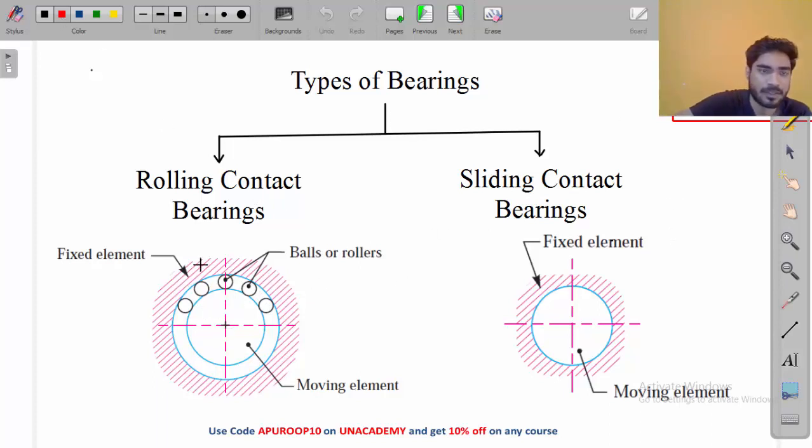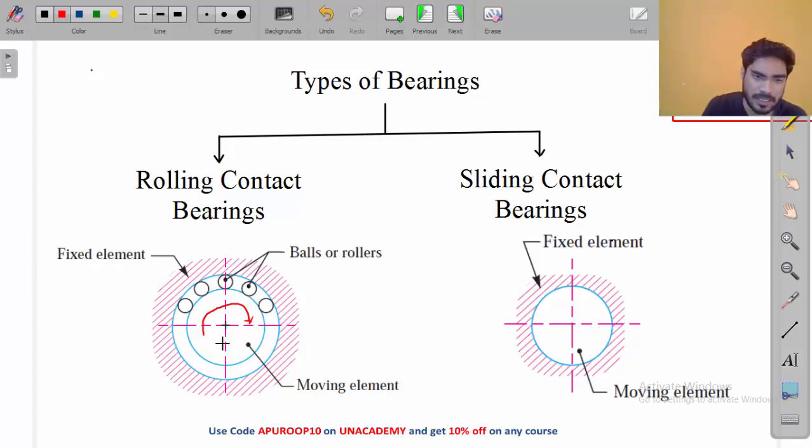In this case, let's say the shaft is rotating like this. This is the moving element and this is the fixed element. I'm just showing the surface. I'm not drawing the entire element, I'm just drawing the surface.